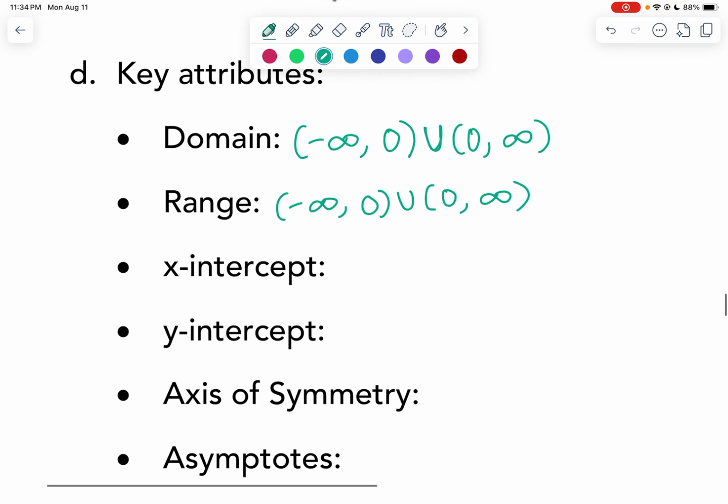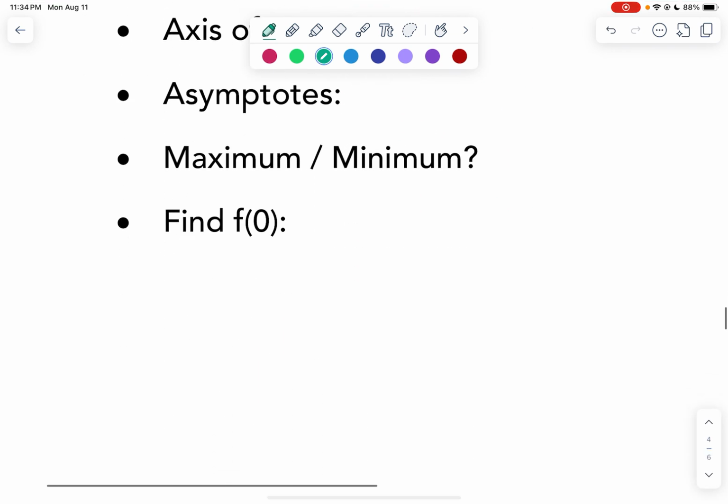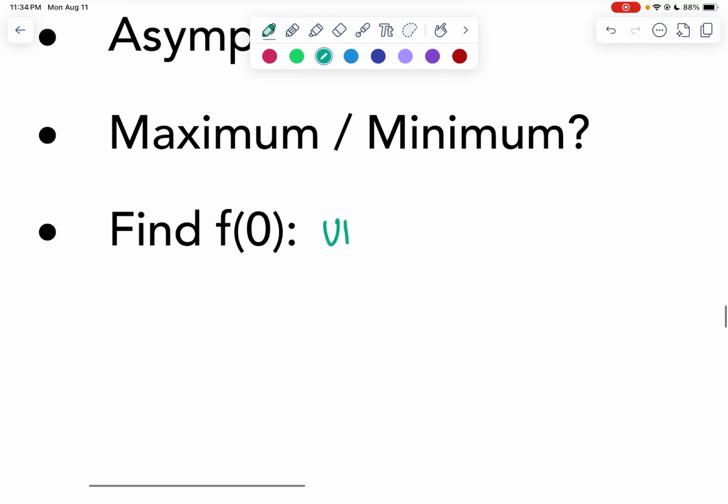Now, because this doesn't cross your x-axis or your y-axis, this actually has no intercepts. Which means that if I asked you to find f of 0, you can't. You can't plug in 0 to the rational parent function because you can't have 0 in the denominator. So you could just write undefined or NA.